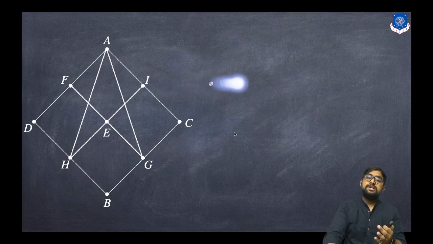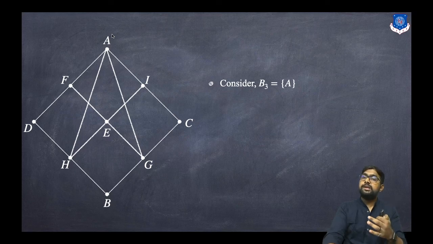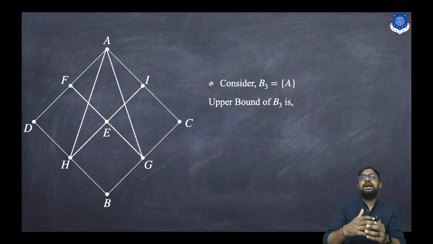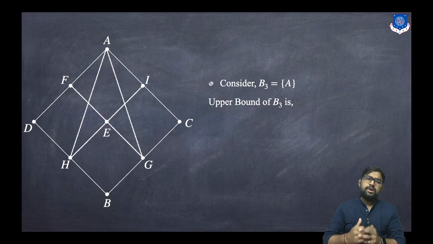Now consider the third set. This B3 equals to A. Now we want to find the upper bound of this. As you can see, what will the upper bound be? It is very obvious. Why? Because we don't have any upper points. Okay, so that means this A itself, it is an upper bound. Fine.